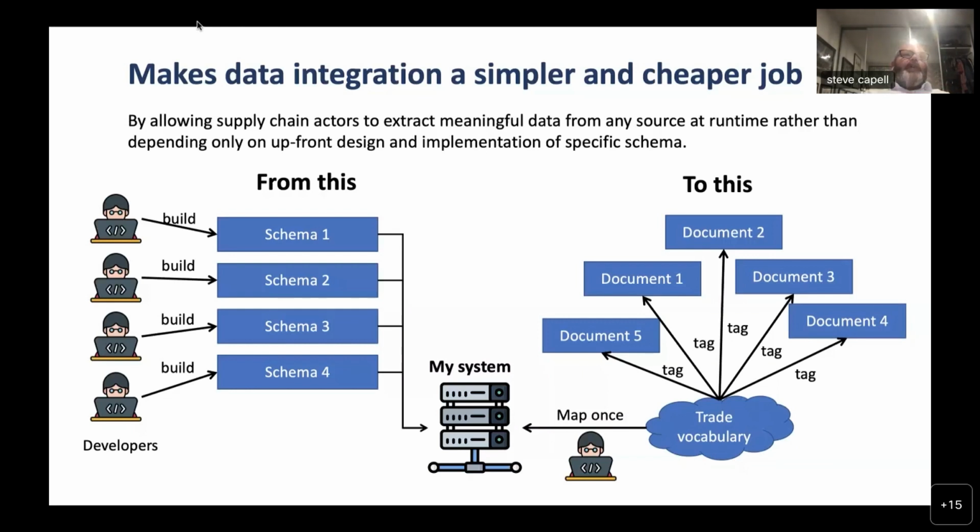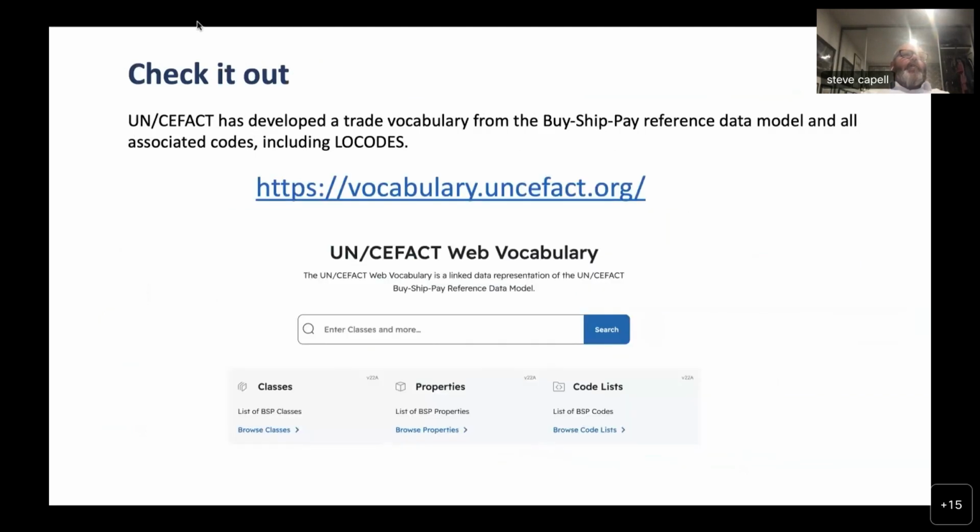I'm not saying it works for everything. Some data is really transactional and you need to understand the complete schema. But I think for a lot of applications, semantic tagging and ingesting data based on that should provide a dramatic reduction in the cost of integration of data in the supply chain. So that's number one. And in order to support that, what we've done is taken the buy, ship, pay vocabulary that Sue presented and published it as a linked data vocabulary.